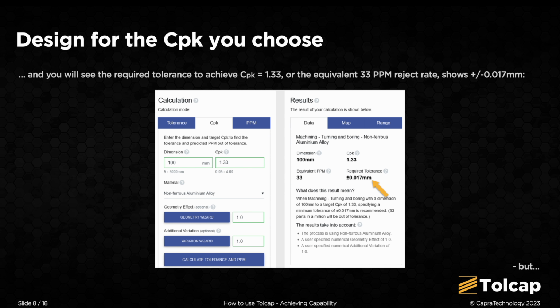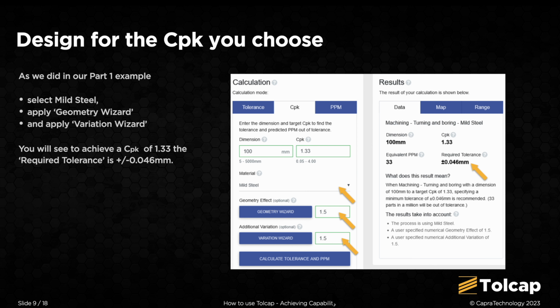And you will see the required tolerance to achieve CPK equals 1.33, or the equivalent 33 ppm reject rate, shows as plus or minus 0.017 millimeters. But that of course is for the ideal case, and as before we need to select the appropriate material, mild steel, apply the geometry wizard, apply the variation wizard and recalculate, and we will see that to achieve a CPK of 1.33, the required tolerance is plus or minus 0.046 millimeters.